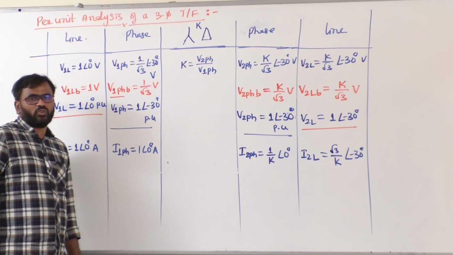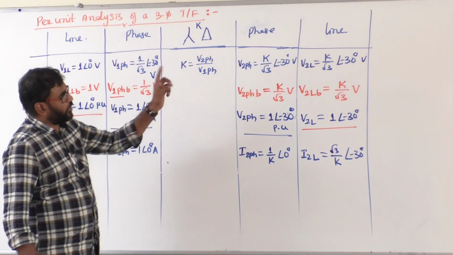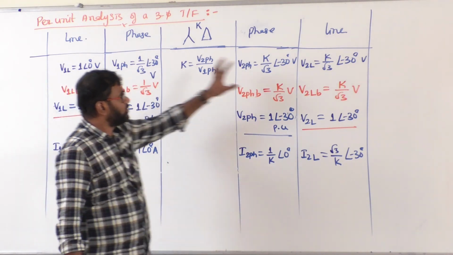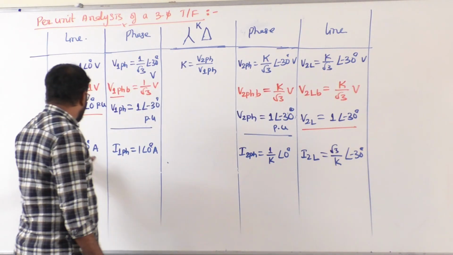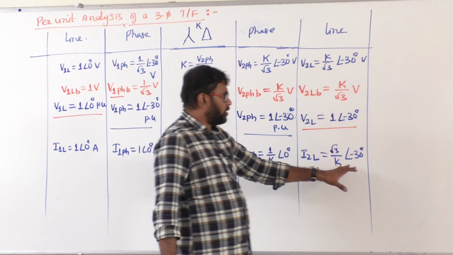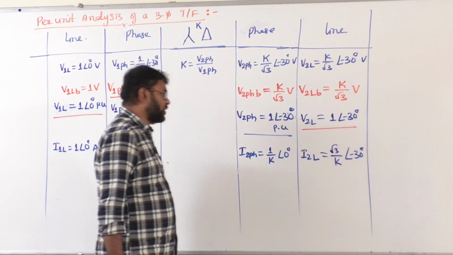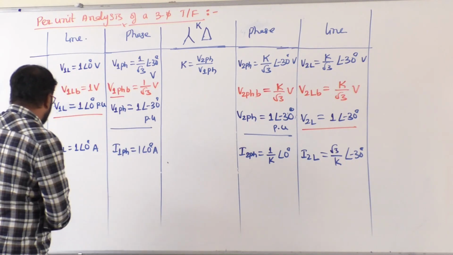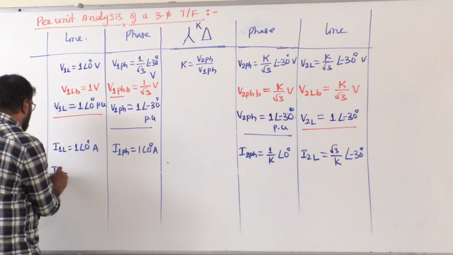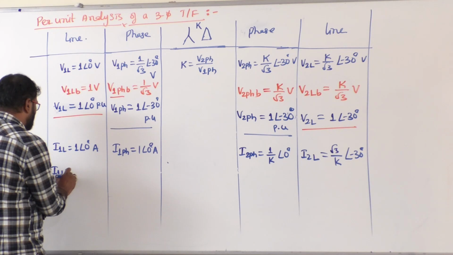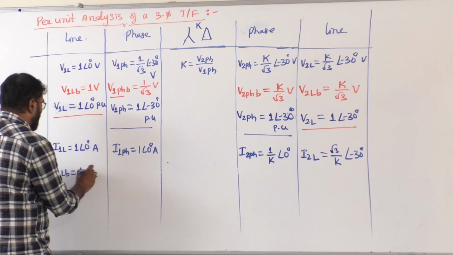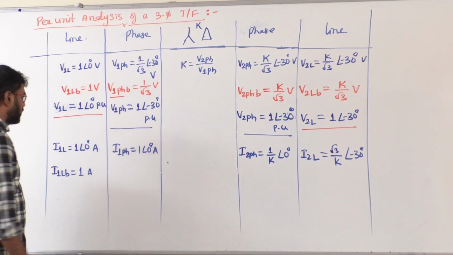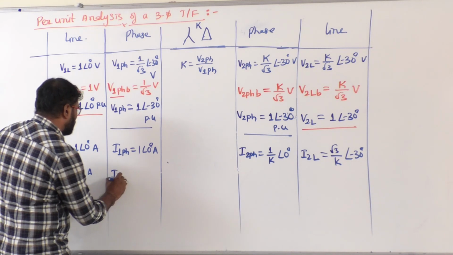Star delta transformers. That means voltage phase shift actual minus 30. Current phase shift actual, I am talking about line quantities, minus 30. Phase quantities, there is no phase shift. Clear? Now quickly I am going to select the base quantities here. For example, I1 line base equal to, let's say, 1 ampere. Tell me, what about I1 phase base?